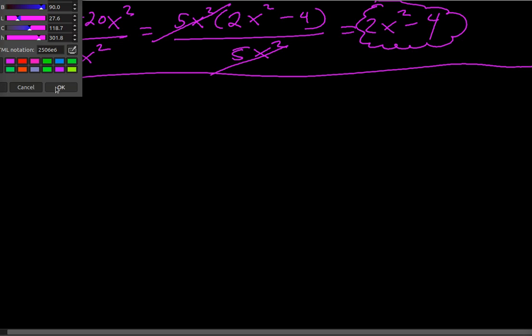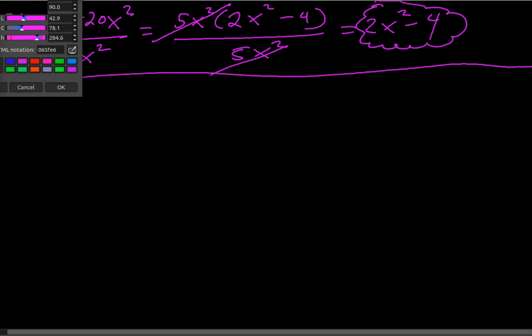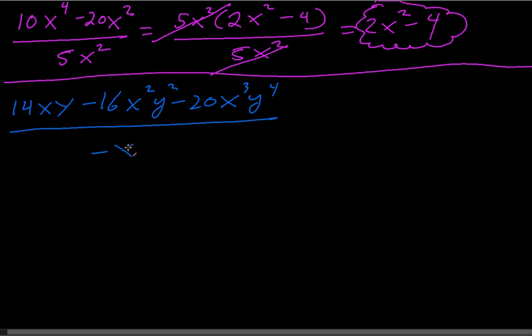Okay, let's try a problem like this. 14xy minus 16x squared y squared minus 20x cubed y to the 4th over negative xy. So again, if I can, I'm just going to factor out negative xy out of the numerator. If I can do that, then I can reduce it to 1, and then technically I did divide.